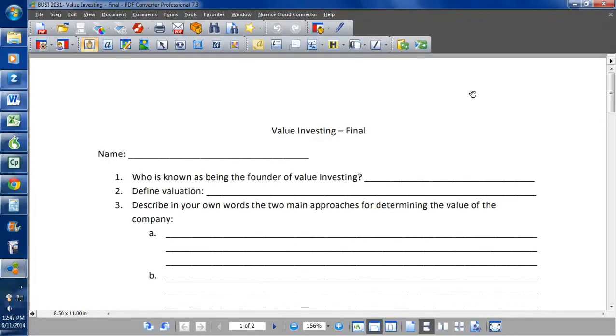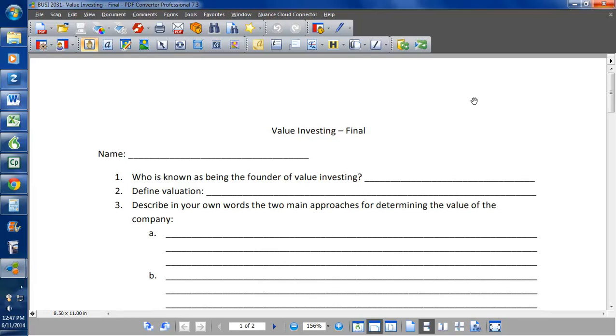Alright, so welcome to Value Investing Final. We're going to go through your review. Feel free to print this out, fast forward, rewind, do whatever you need to do. We're going to just go through this one quickly. If you get all this information, you should be fine for your final. Right? Okay, number one, who is known as being the founder of value investing?